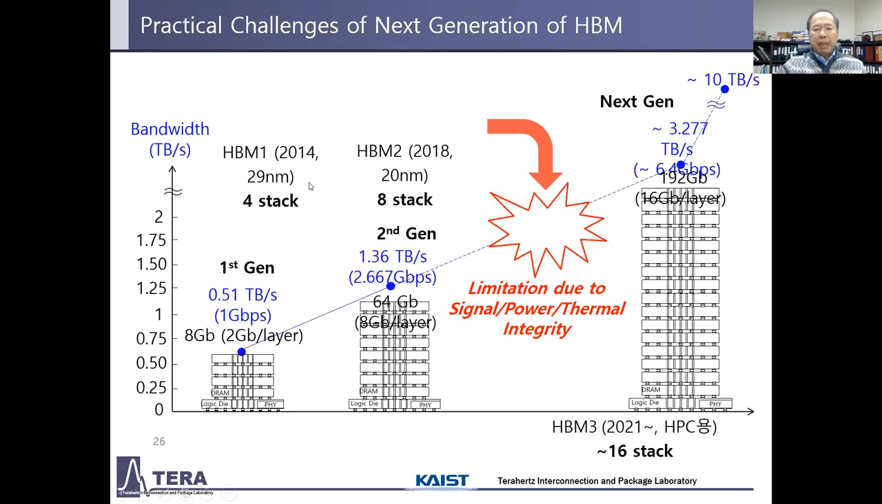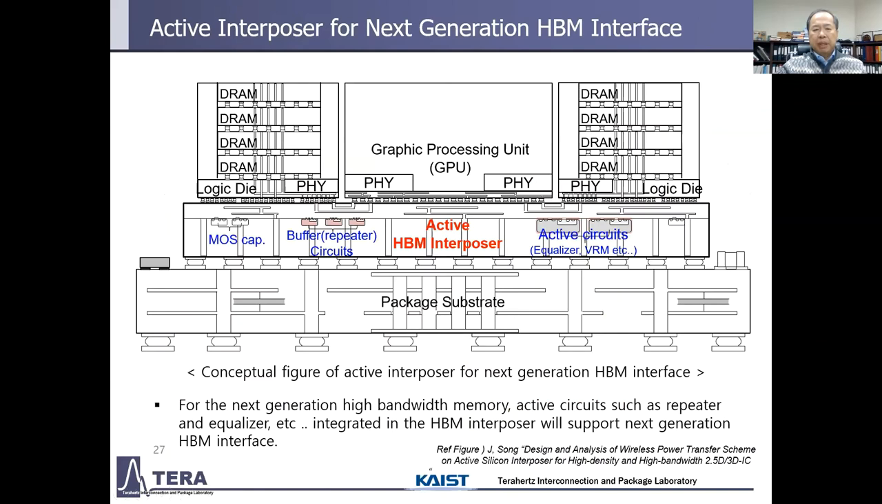Right now, HBM has 4-stack or 8-stack, but in the near future, it will be 16 stack or more. More and more memory will be stacked on top of each other because we want to achieve more density, more data, and more data per second with more parallelism. And also, our group is working on some novel design, in which we are putting some circuits inside the HBM interposer.